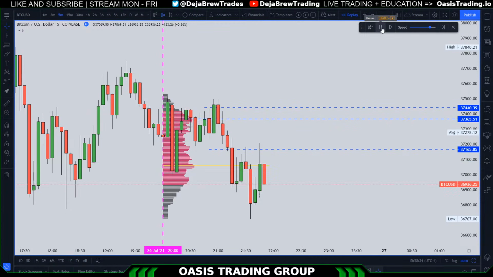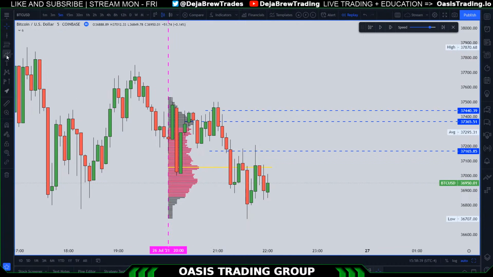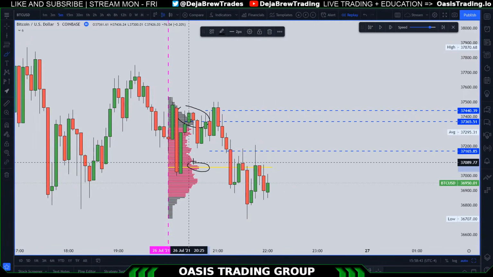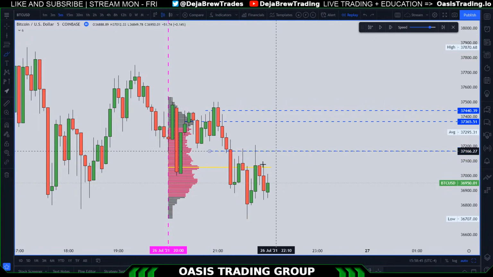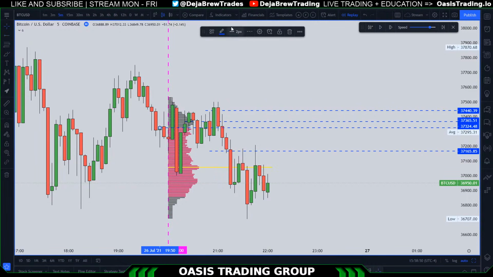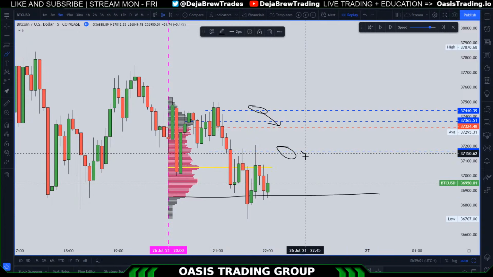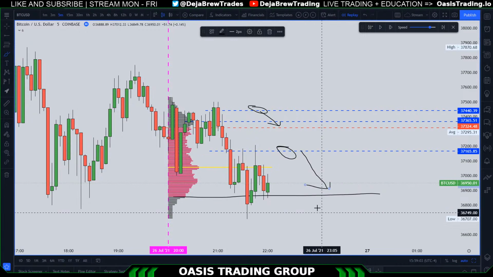Let's let it play out. Okay, so we got our first shift. So now you saw that POC shifted lower. So the POC was up here. Now it's down here, which is now going to give us a new value area. So now our value area high is shifting down. The value area high was here. Now it's shifting to here. The value area low was here. And now it's shifting to there. So we are shifting our value bearishly.